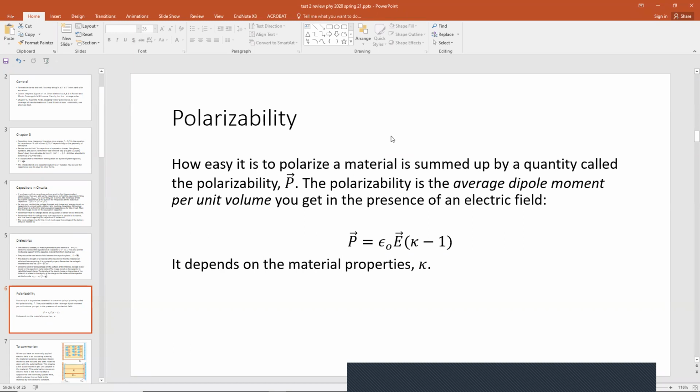Okay? And it's often symbolized by the vector symbol capital P. So the polarizability is the average dipole moment per unit volume that you get in the presence of an electric field. And it depends on the material properties. Specifically, if you can measure the dielectric constant of the material, kappa, then the polarizability P will be equal to epsilon naught times the electric field you apply times kappa minus 1.